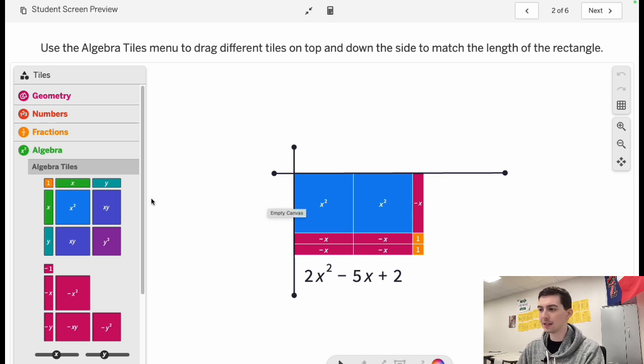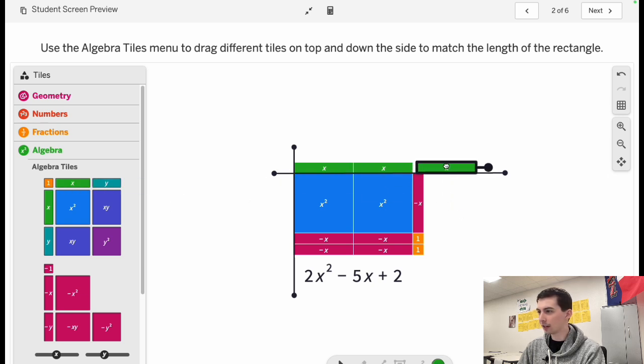What I mean by that is I see that I can take this x here, because this x squared has a length of x. Then I can also drag an x like this. Now I can't put another x here because that's too long, but I could add in this 1, because this 1 has the same length as this purple negative x here. Since this is a negative x, I'm going to negate this 1 to make it negative as well.